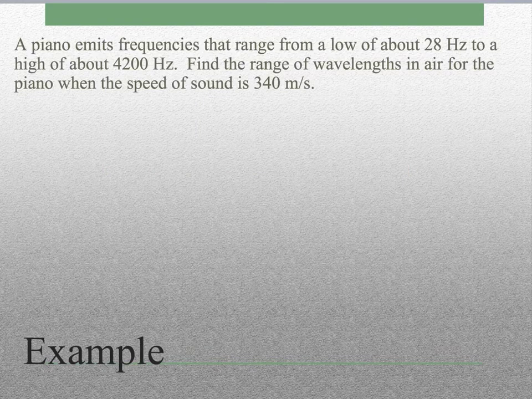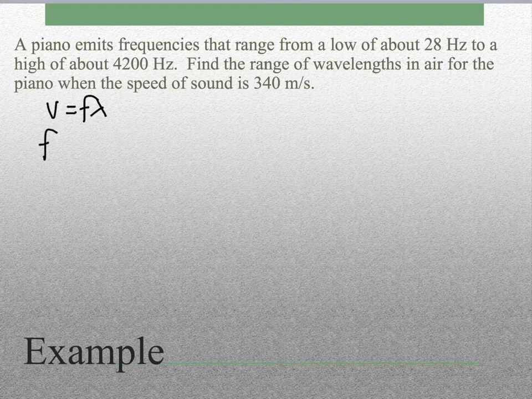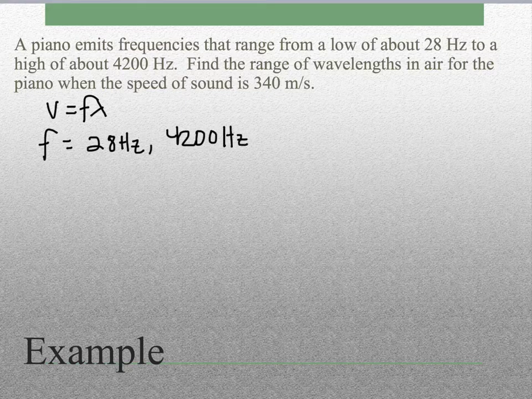A piano emits frequencies that range from a low of 28 hertz to a high of 4200 hertz. We're going to find the range of wavelengths in air for the piano when the speed of sound in air is 340 meters per second. The things that we know: we know our equation, v equals f lambda. And we know that our frequency is going to be a range, so really we have two things for frequency. We have 28 hertz and we have 4200 hertz.